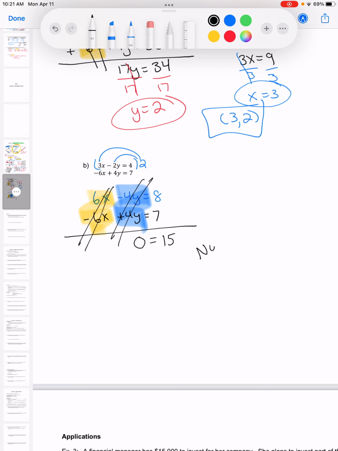When we're left with nothing, that's going to be that no solution. 0 doesn't equal 15. That makes no sense. $0 isn't the same thing as $15. So since that doesn't make any sense at all, we're going to have no solution.